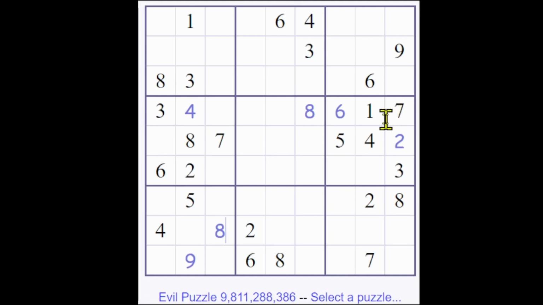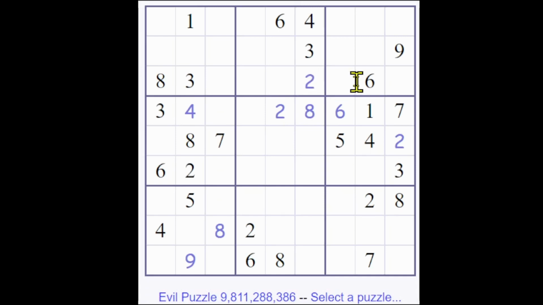And we can find a 2. Well, we can find two 2s. There's a 2 in this cell, and there's a 2 here, and that means that a 2 for this row 4 will have to go here. And with the 2 down here, we now know that this cell has got to be a 2.